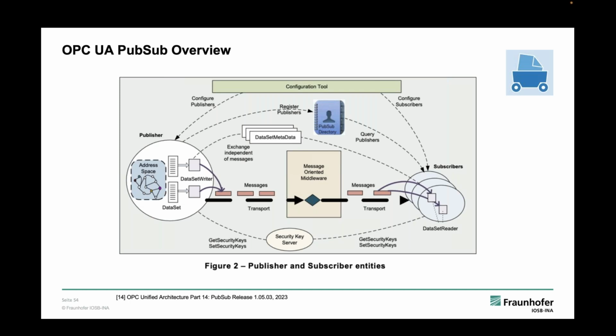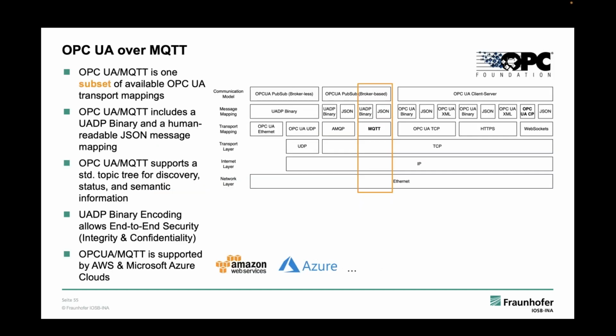And you have metadata that is exchanged independent of the general data messages that describes the data messages. And you have this mechanism to distribute keys for cyber security aspects. So let's look a little bit closer at OPC UA over MQTT.